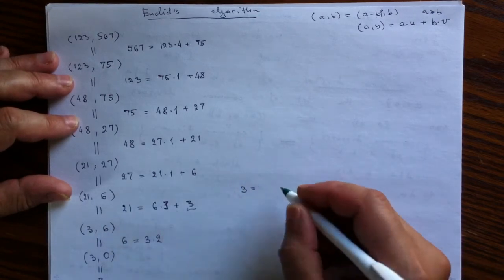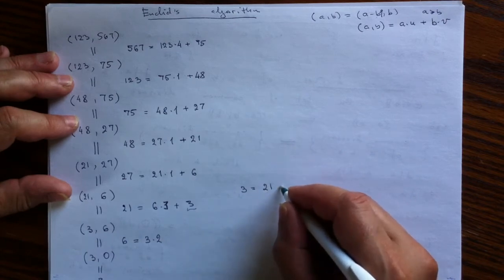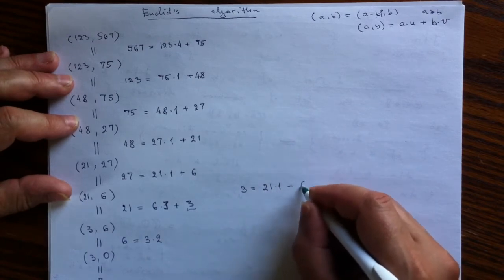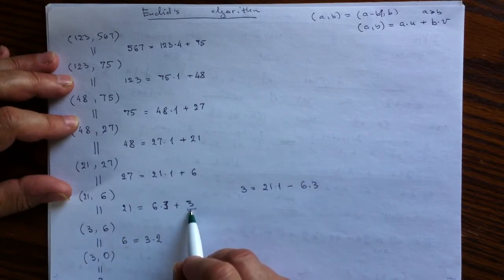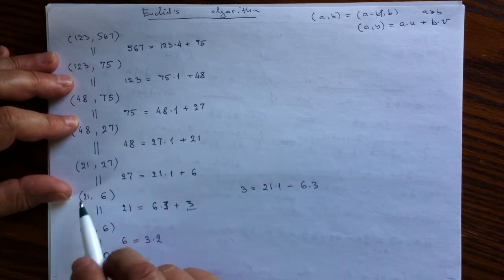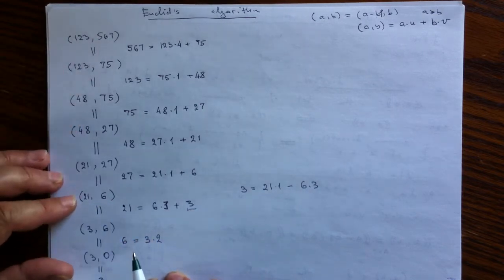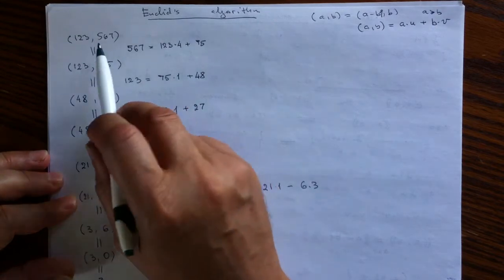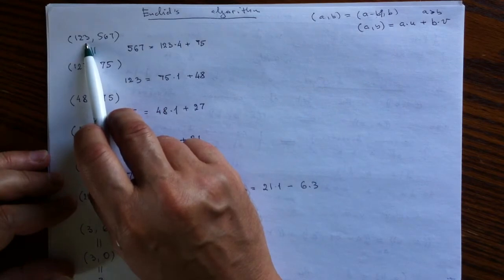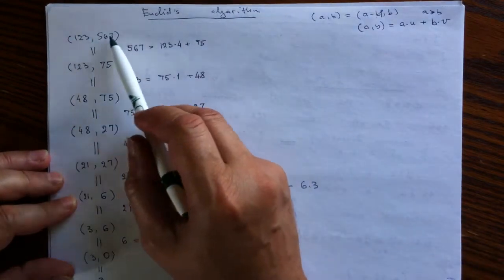It's just taking this equation and slightly rewriting it. It's 21 once minus 6 3 times. That is the equation here, right? I'm seeing my greatest common divisor, and then I'm seeing the numbers of which it is the greatest common divisor, 21 and 6. But here I need to get up to here. I need to write 3 as a combination of these two.